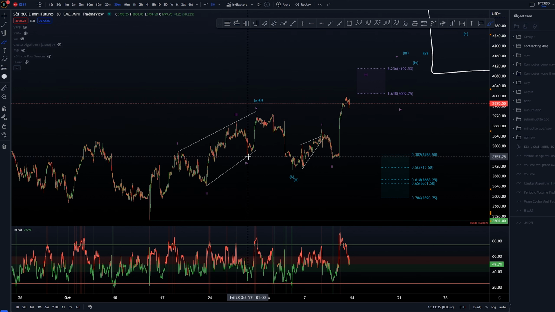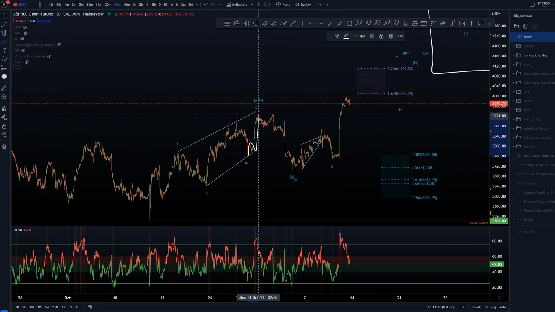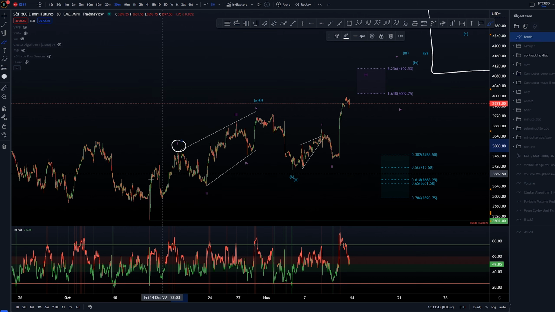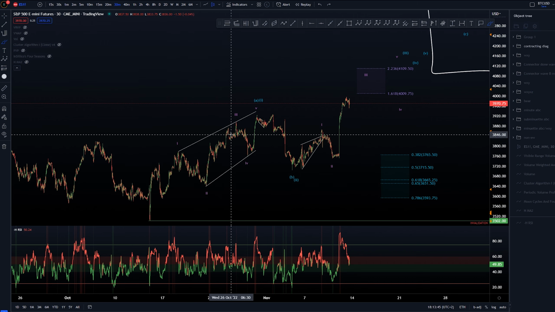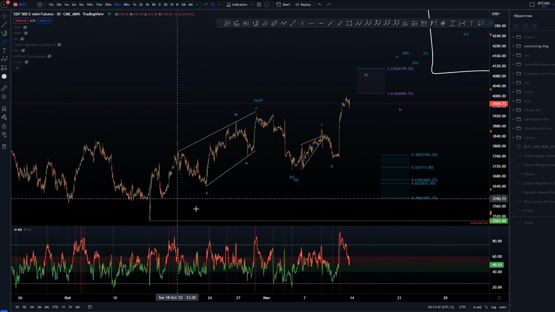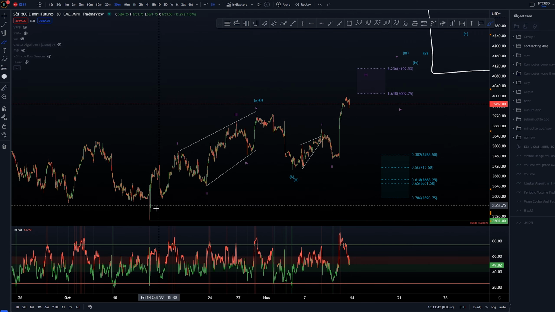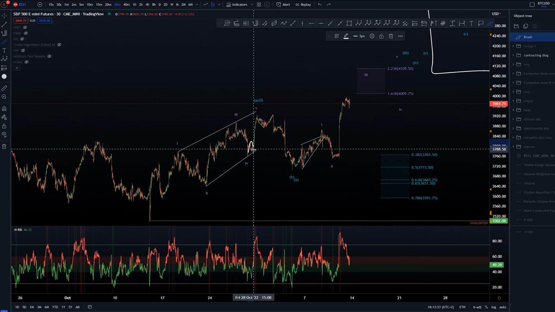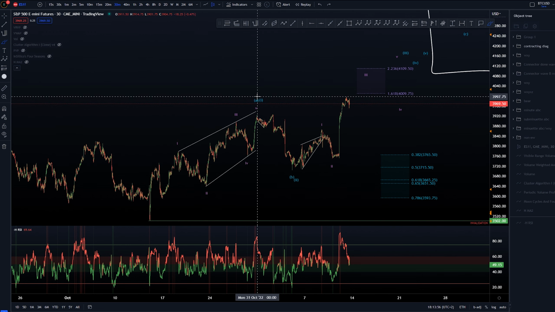We can't really have this, because this would be a three-wave structure, this would be a five-wave structure, and as this wave 1 here is clearly a three-wave structure, we can't really have a five-wave structure ending a diagonal, because all the legs need to be the same, so double zigzags or triple zigzags. And here I would be labeling like this, ending the wave A or wave 1 at the tops here.